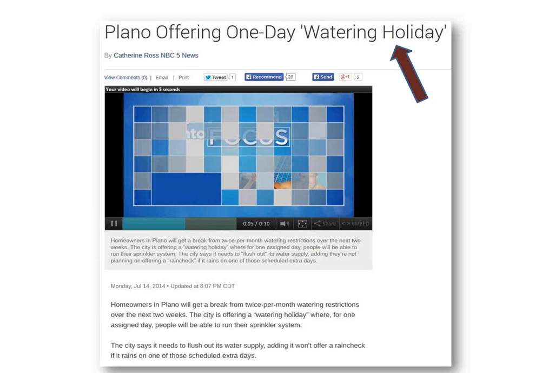So to help with moving that aging water through the system, the media picked up that if Plano was giving an extra watering day to help move that water through the system so that the citizens could use it on their landscapes, it was called a watering holiday. And it really wasn't targeting in the news or resonating in the media that the practice was being done for water quality and to ensure water quality in our distribution system. Next slide.